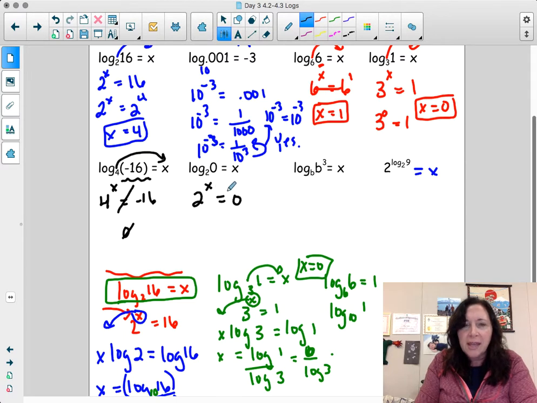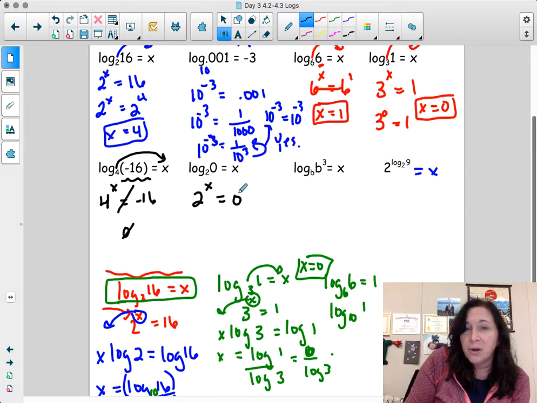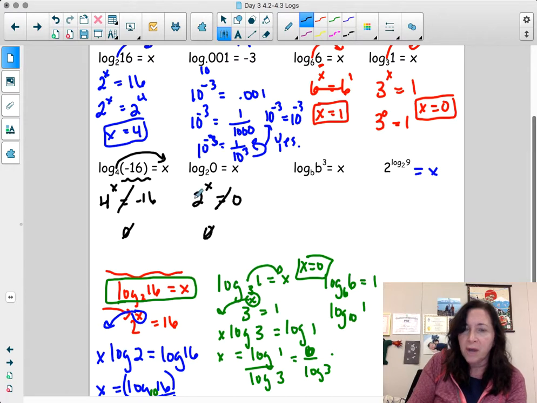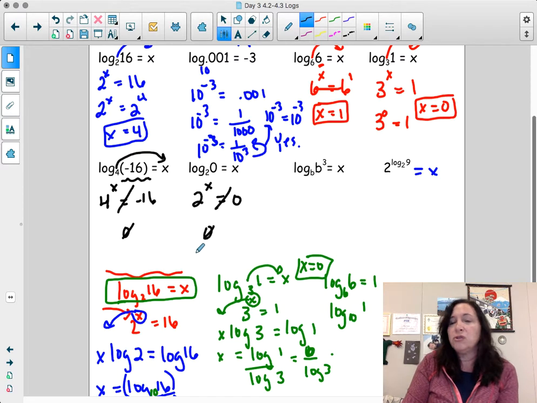When are you ever going to get what power of x would you get to make that 0? And so there's actually no power that x could be to make that 0. So this is also undefined. You can, of course, bring that forward and go x log 2 equals log 0, and then go log of 0 divided by log of 2, and you'll still get an undefined solution.